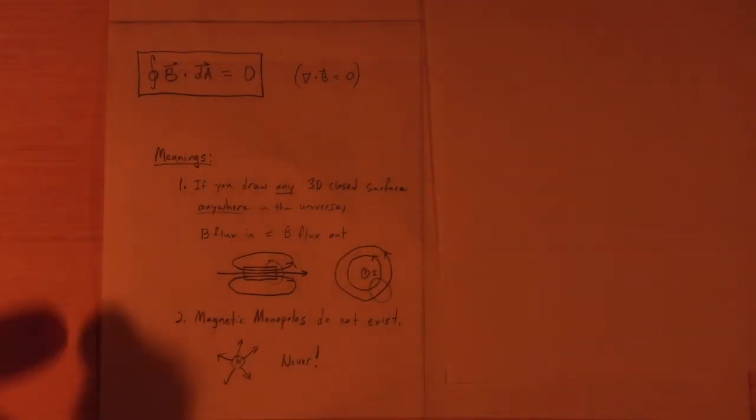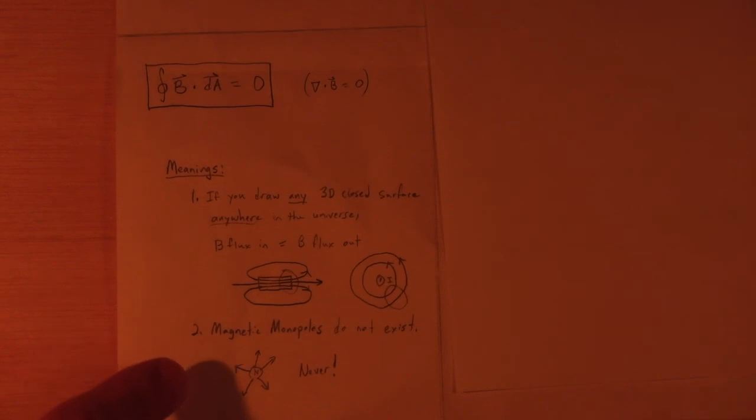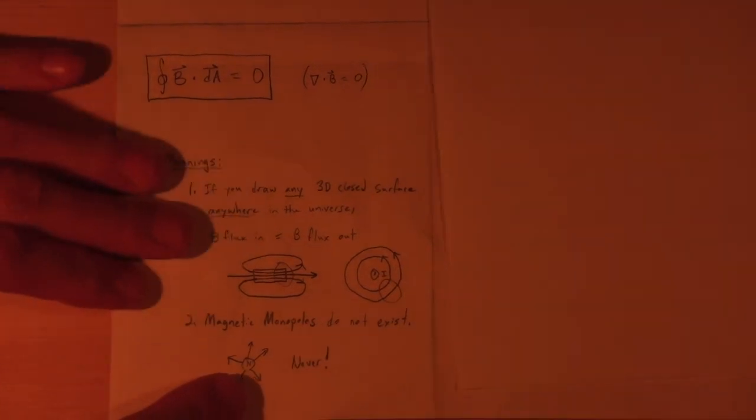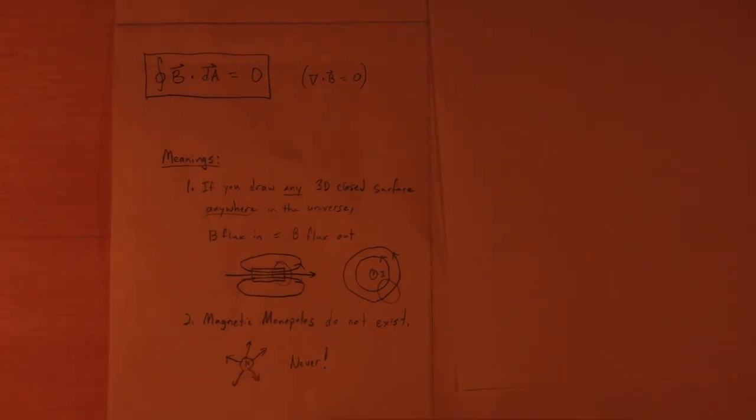Another interpretation of this equation is that magnetic monopoles do not exist. You can never have just a north pole all by itself, because then if we created a 3D Gaussian surface around it, we would have net magnetic flux coming out of that surface. So you must always have a north and south pole of equal strengths.